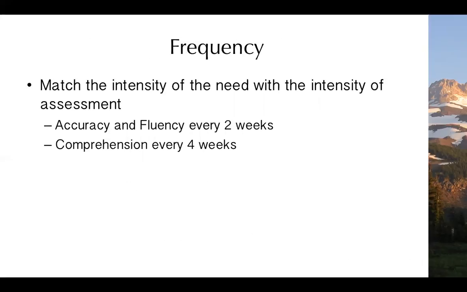We'll often say that it's important for us to match the intensity of our instruction to the intensity of need. Well, that's also true with our progress monitoring. Students with a higher intensity of needs do require a higher intensity of assessment. So certainly those students who are at that accuracy and fluency level, about every 2 weeks, we're going to want to pull information on whether we are starting to see growth over the course of time. In comprehension measures, we would measure about every 4 weeks. So we're looking to see: is what we're doing working? Is progress being made?